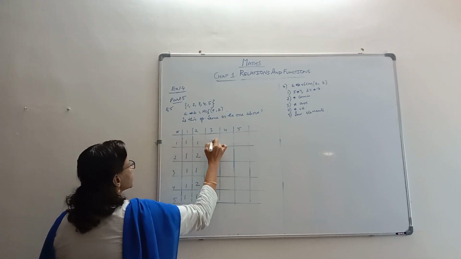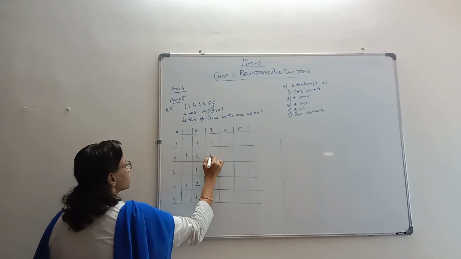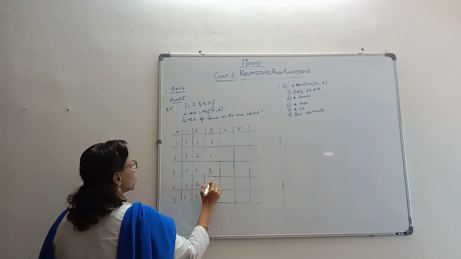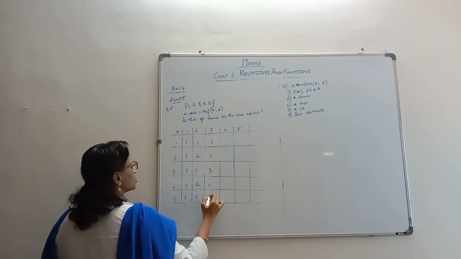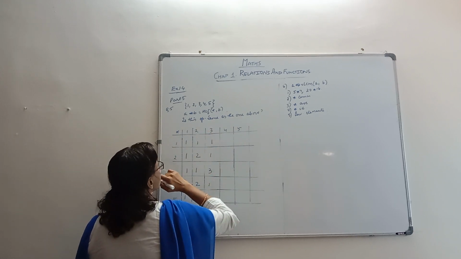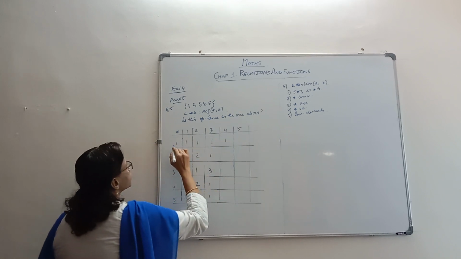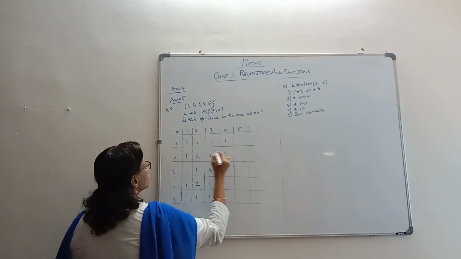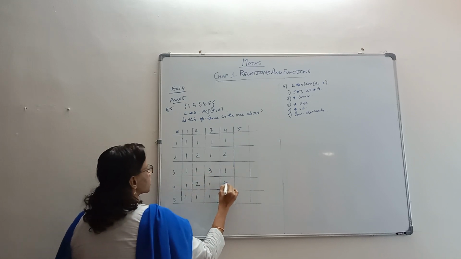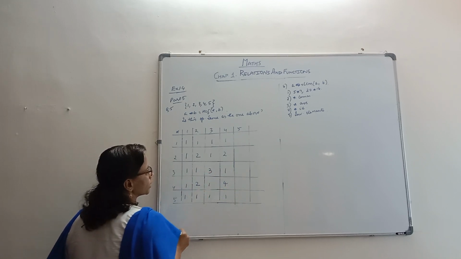Then between 1 and 3 it's 1. Between 2 and 3 no common factor, so 1. Between 3 and 3 it's 3. Between 4 and 3 no common factor, so 1. Between 5 and 3 no common factor, so 1. Then between 1 and 4 it's 1, and between 2 and 4 it's 2, the common factor. 3 and 4 no common factor, 1. 4 and 4 common factor is 4. 5 and 4 no common factor, so 1.